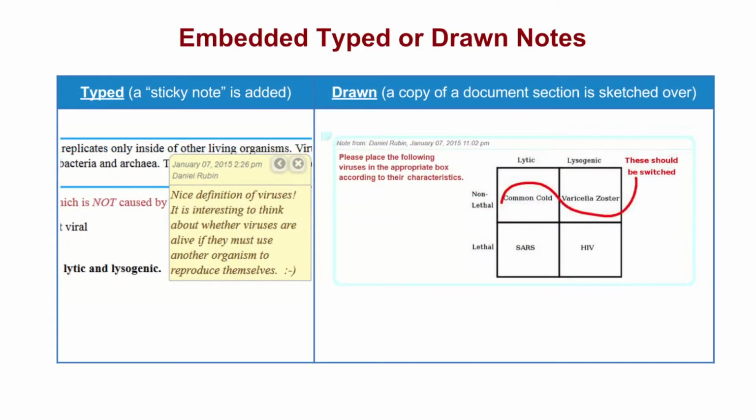With both typed and drawn notes, a clear distinction is made between the document author and the commenter. If the comment is left by someone other than the document author, the comment cannot be deleted, although it can be minimized. A commenter can only comment. He or she cannot modify the document directly. We think it is important to emphasize this distinction between author and reviewer, and to preserve the author's work and the reviewer's comments.